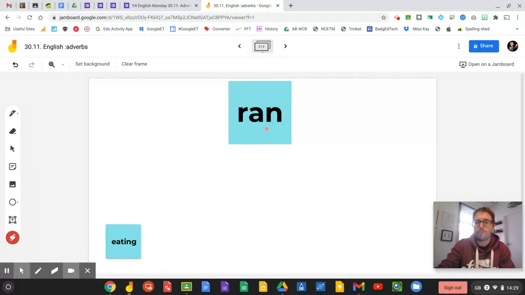We've got the verb ran. So the sentence could be he ran towards the biscuit tin, or he ran, or she ran. By adding an adverb, we can add a little bit more meaning to it. We can add a bit more understanding of the verb ran and how it is to be used. So we could have quickly. He quickly ran towards the biscuit tin. Or he ran quickly towards the biscuit tin.